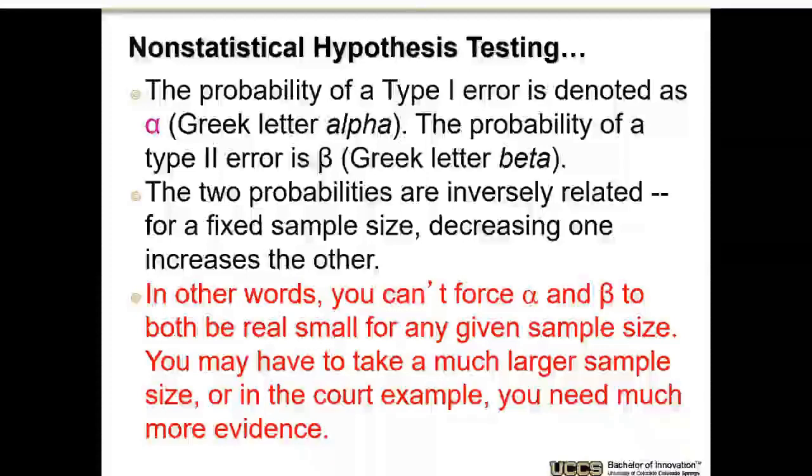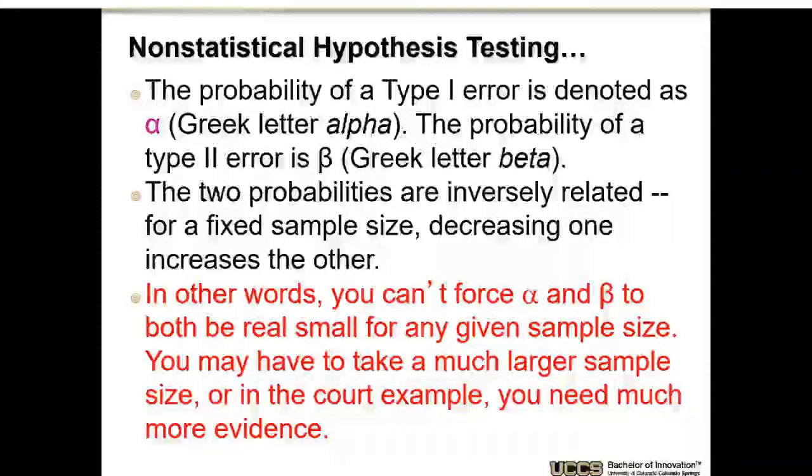So one important thing about this that you need to get straight is that type 1 and type 2 errors are defined based on the null hypothesis. Type 1, we incorrectly reject the null hypothesis. Type 2, we fail to reject the false null hypothesis.